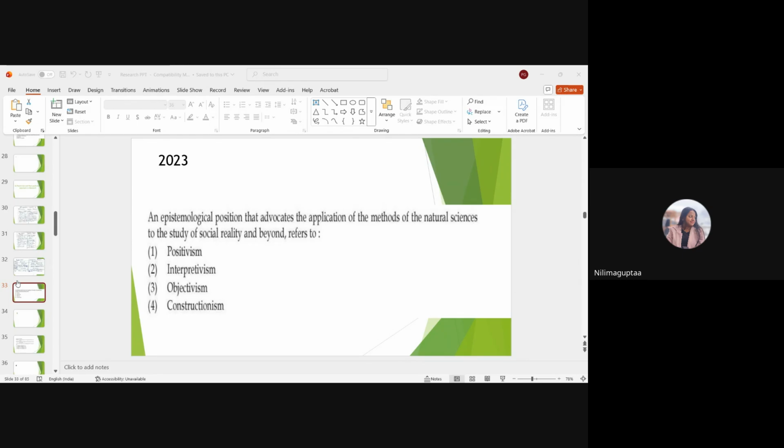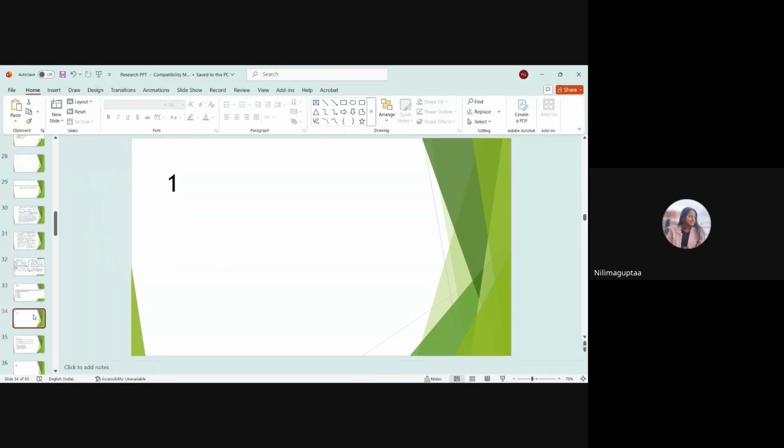Perfect. So it is positivism. Correct. Because we are talking about natural science, and anything that is natural and scientific will be positivism, and something with regard to social science will be post-positivism. So the correct answer is the first one.